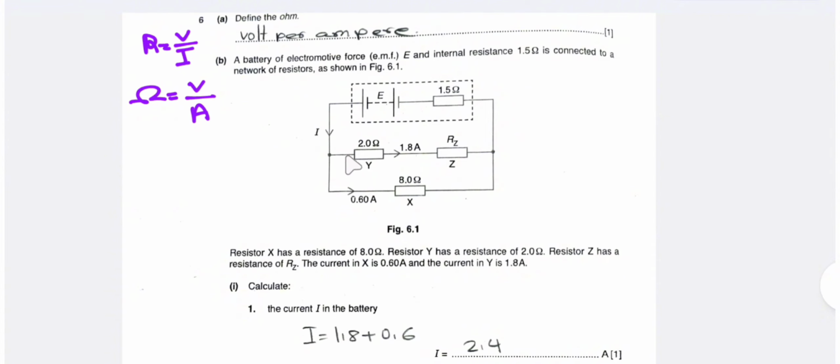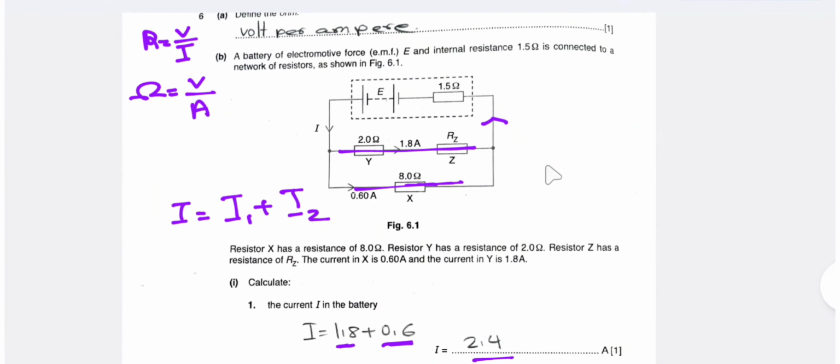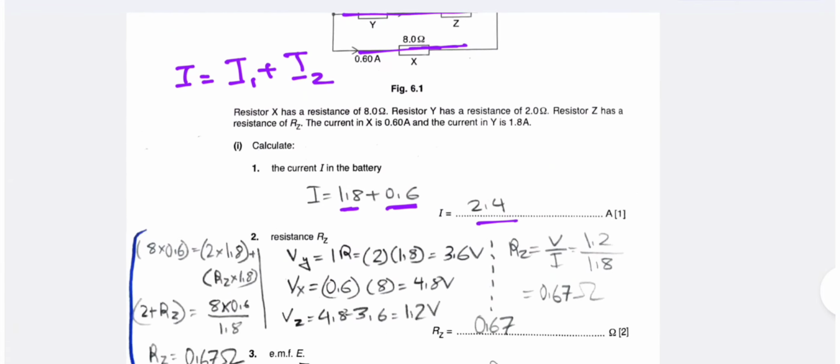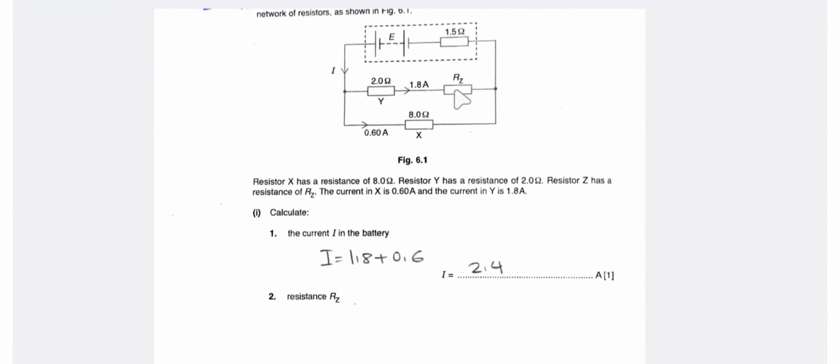Since the two combinations are arranged in parallel, for a parallel circuit the voltage is the same. And the current is I equals I1 plus I2. The current in this junction is 1.8 ampere, and for this one it is 0.60. So 1.8 plus 0.60, the total current of the battery is 2.4 ampere. Then we need to find the resistance RZ.